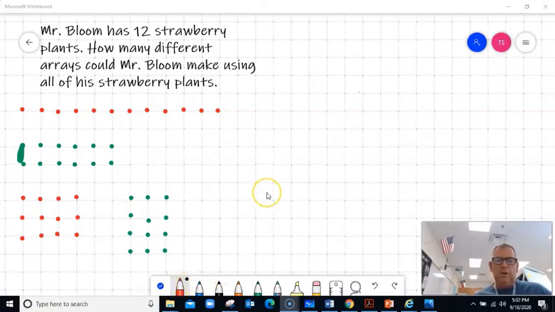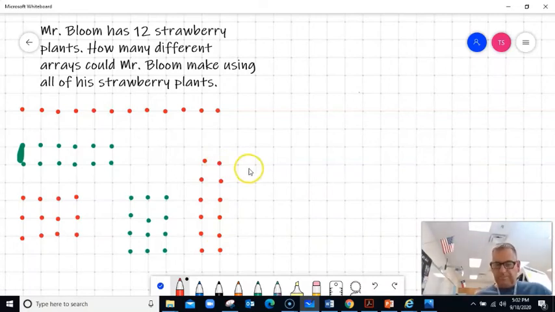But I do think I could do 6 rows because right here I had 2 rows with 6 in each. So we'll try 6 rows. So that's 1, 2, 3, 4, 5, 6, 7, 8, 9, 10, 11, 12. So that worked out good. I had 6 rows with 2 in each.